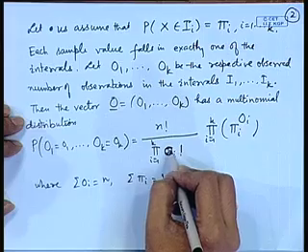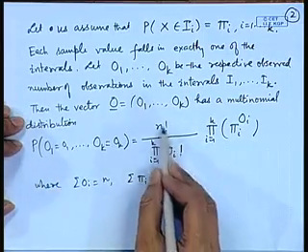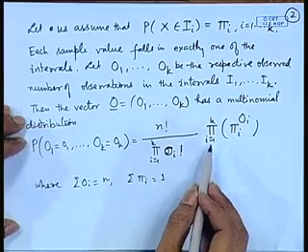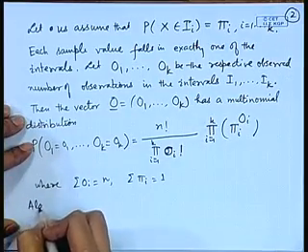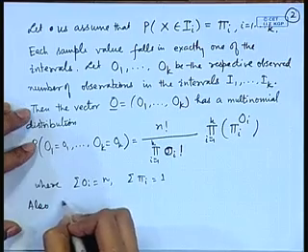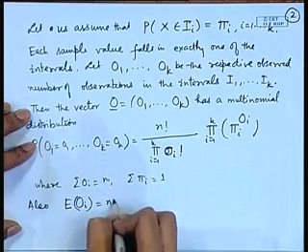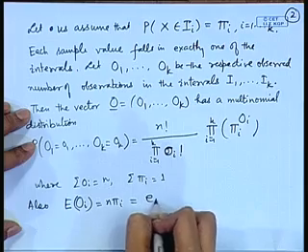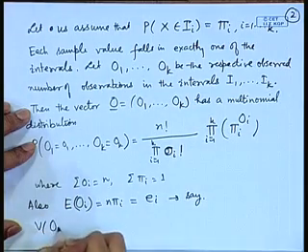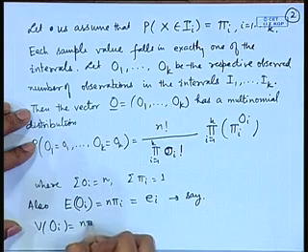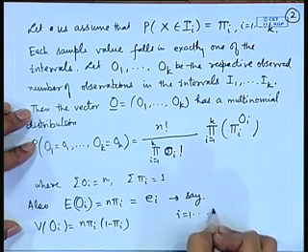Therefore, the probability of Oi equal to small oi will be given by this multinomial function. Also, from the properties of the multinomial distribution, the expectation of Oi will become equal to n pi_i, we call it Ei, and the variance of Oi will become equal to n pi_i into (1 minus pi_i), for i equal to 1 to k.